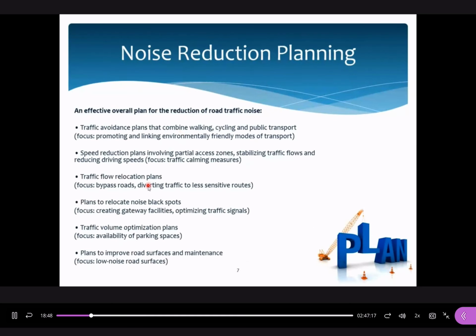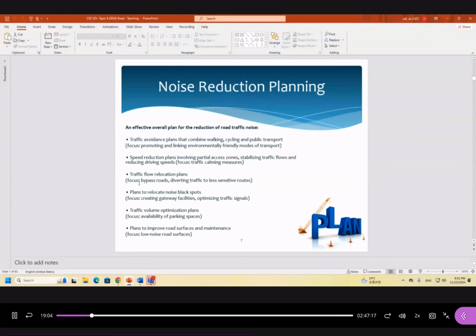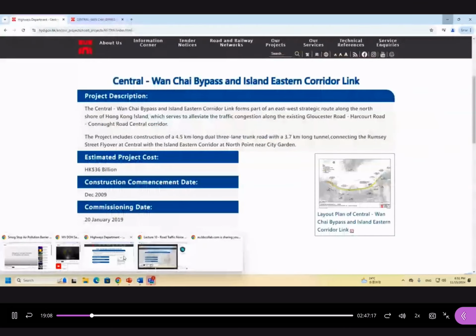Okay, another one is the traffic flow relocation plans. Bypass roads. What is a bypass road? A bypass road is where we may make use of tunnels. Okay, this is a bypass road. For example, in Hong Kong, we have a famous bypass road on Hong Kong Island. This is the Central Wan Chai Bypass.